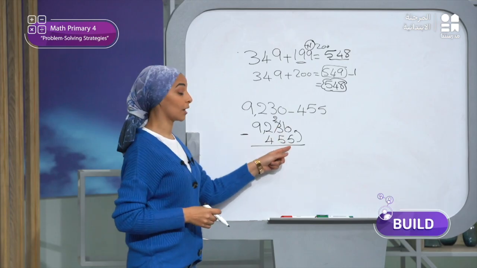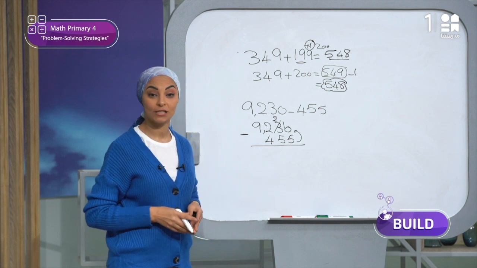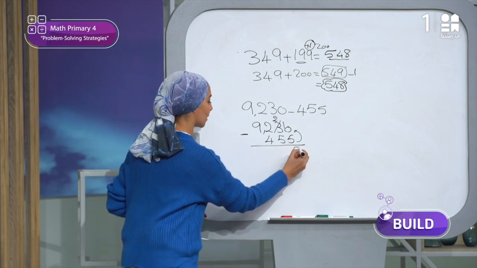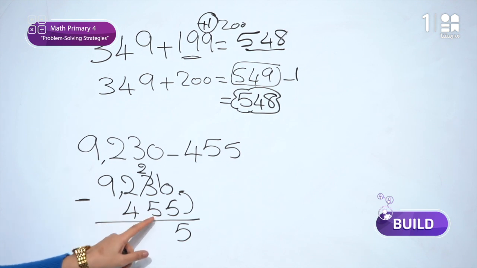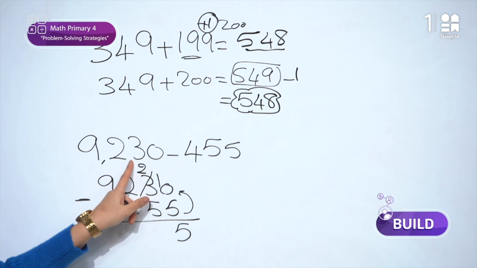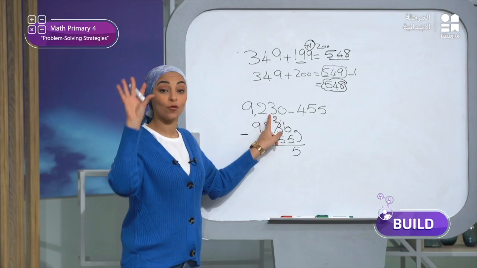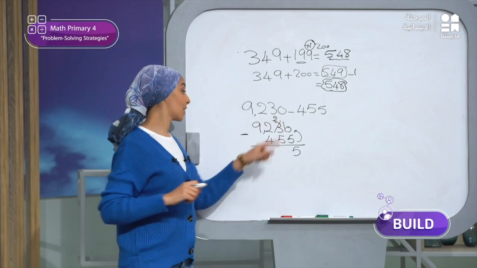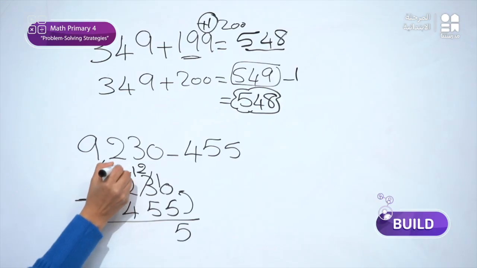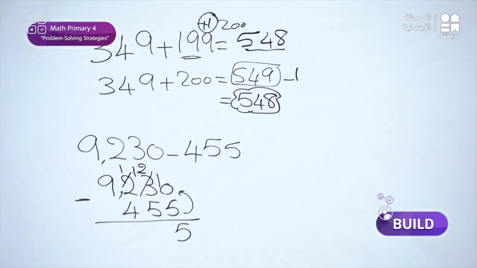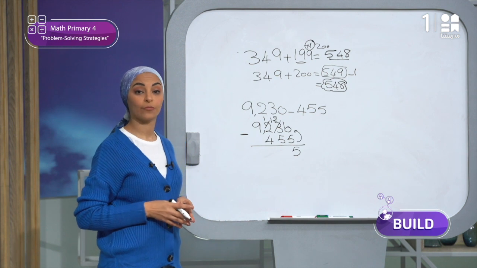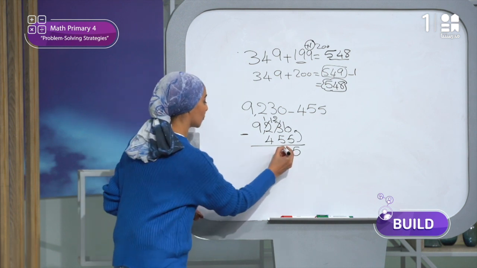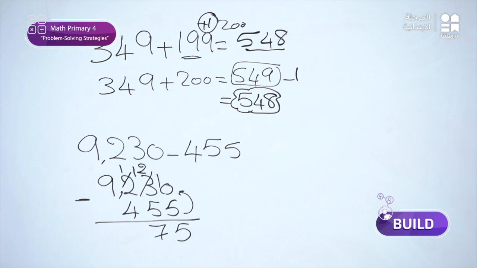Now 10 minus 5 gives me what? 10 minus 5 equals 5. So I will write the answer here. Then let's move to the tens. Can I subtract 5 from 2? Of course no. So what should I do? I will borrow 1 from the 100. This 2 will be 12 and this 2 will be 1. So can you make 12 minus 5? Yes, of course. 12 minus 5 gives me 7. I'll put it here under the tens place.